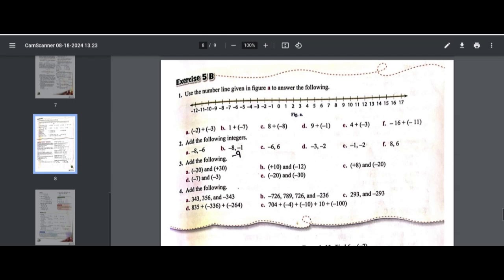So same thing goes for the B: minus 2726 plus 789 plus 726 and then plus minus 236. You have to solve the first plus questions. When you get the answer, you have to do the subtraction. Same thing goes for the C, same thing goes for the D. And the E might look different. You have to do the B, C and D for your homework. I will help you in the E part.